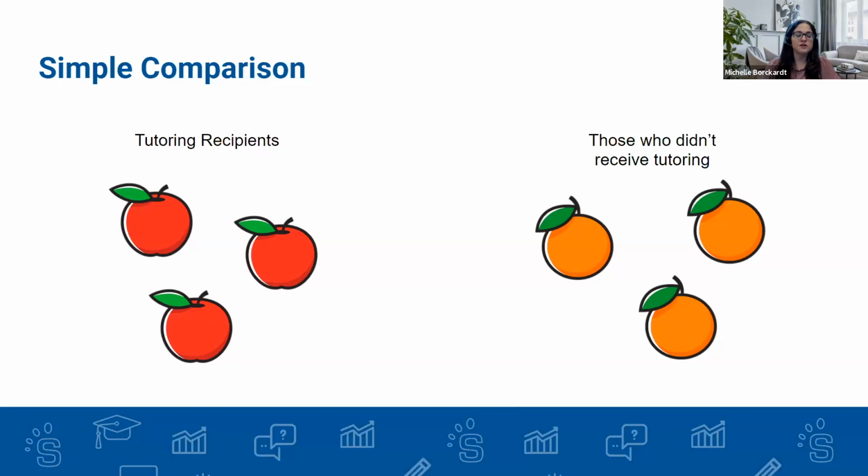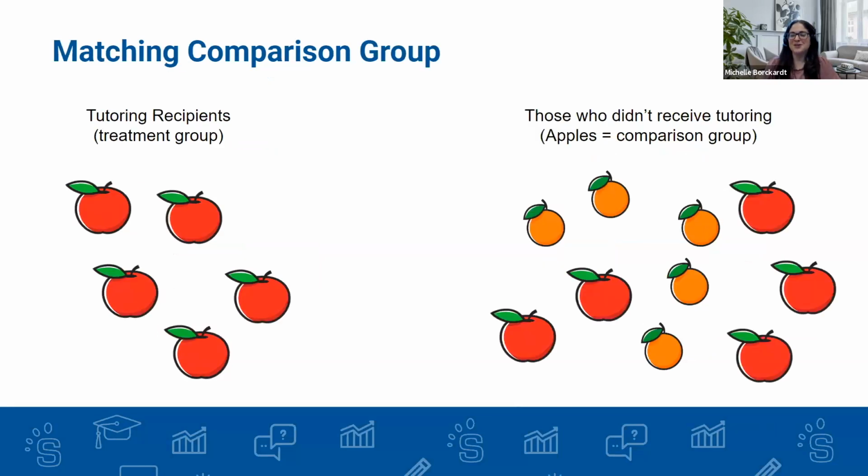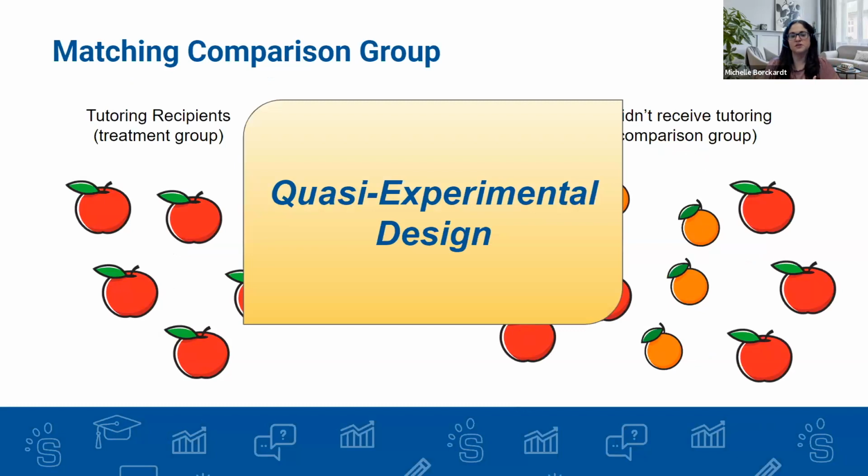Because of these characteristics about the tutoring group, that could make them more likely to succeed regardless of whether or not they use tutoring. And so we cannot compare all of the tutoring students with all of the students who don't receive tutoring because there are these characteristics and we might not even know what those characteristics are. So what we really have to do is I call it finding the apples among the oranges. When you have your group of students who don't use tutoring, you have to figure out what these characteristics might be about the apple group, the tutoring group, and how to identify a suitable comparison. And this is where we get into the quasi-experimental design.